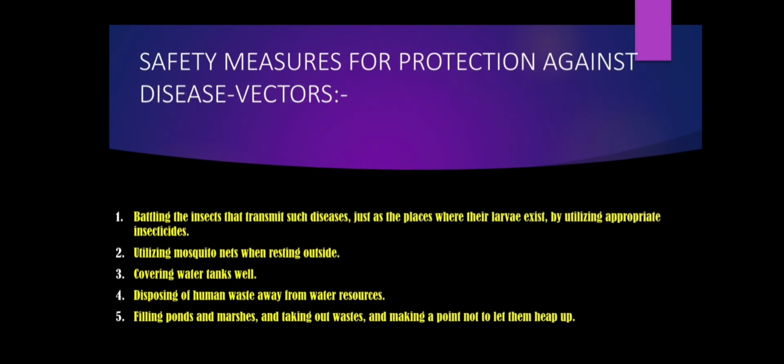Next is safety measures for protection against the disease vector. The first point is battling the insects that transmit such diseases, such as treating places where the larvae exist by utilizing appropriate insecticides. Second, utilizing mosquito nets when resting outside. Covering water tanks well, disposing of human waste away from water resources, filling ponds and marshes, and taking out waste and making a point not to let it heap up.